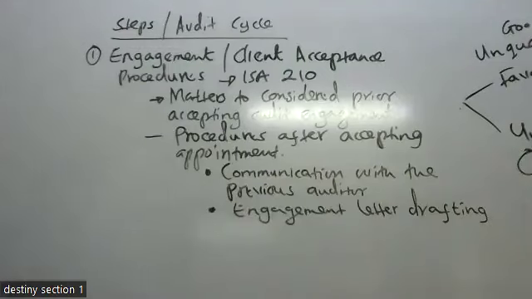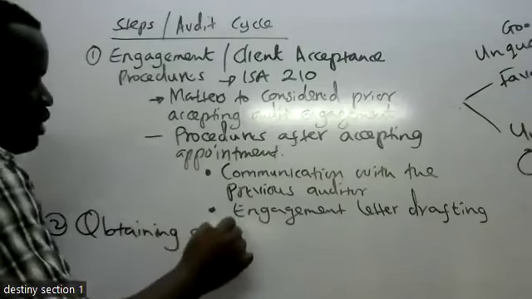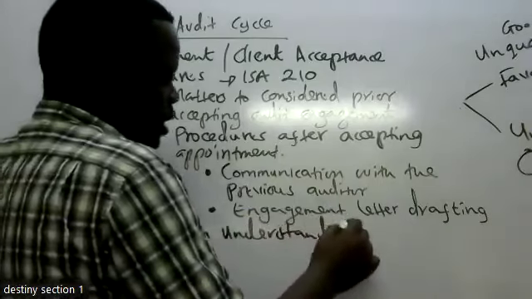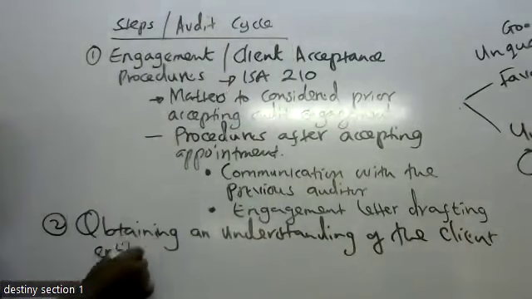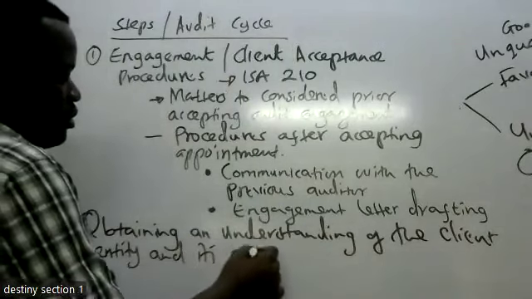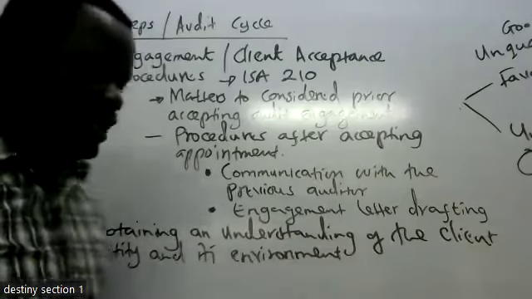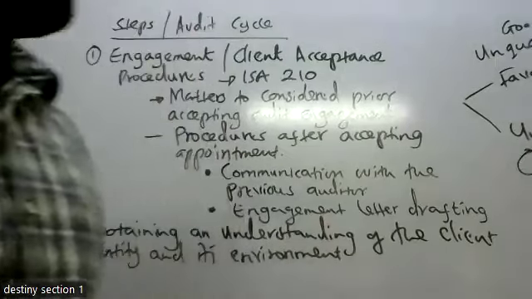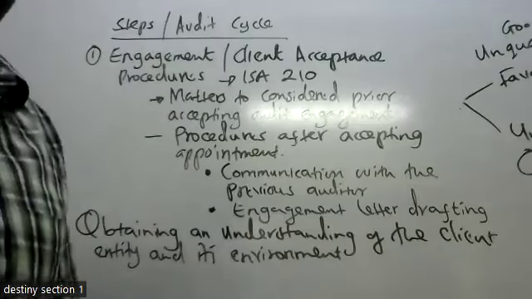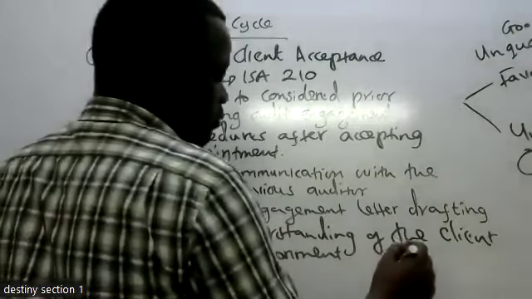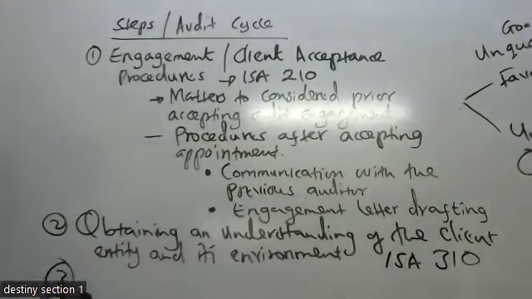Then you have the number two stage, which is obtaining an understanding of the client entity and its environment. The knowledge of the client entity is very important for the auditor. Before you begin auditing work, you must have proper knowledge of the nature of the client's business, and also an understanding of the environment under which they operate. This is done under ISA 310.